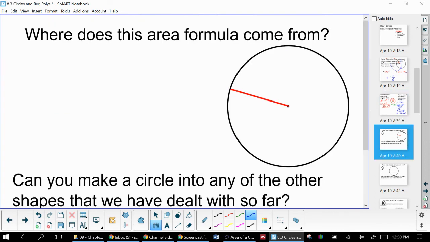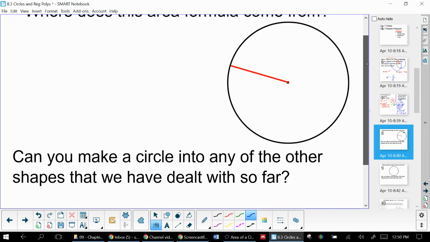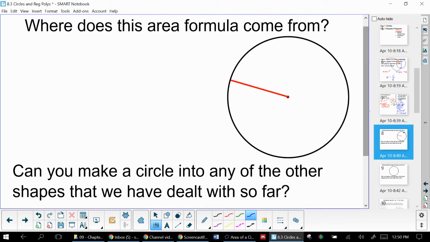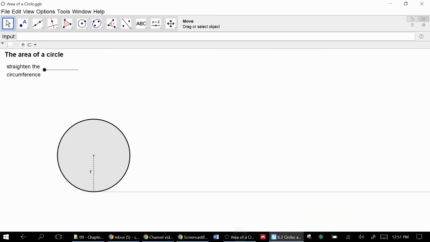So the big question we want to ask today, since we're in geometry class, is where does this area formula come from? It's probably something that you've heard before, and one of the big things in geometry is we always want to ask that question, why? Make sure we're justifying our answers. So the question we want to ask is, is it possible to make a circle into any of the other shapes? So we've talked about rectangles, parallelograms, rhombuses, trapezoids, kites, triangles. Can we make a circle into any of those shapes? And officially the answer is no, but there is a way we can come pretty close and kind of show what the area formula should be.